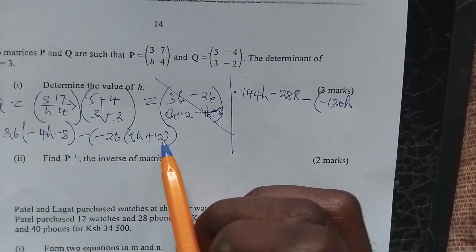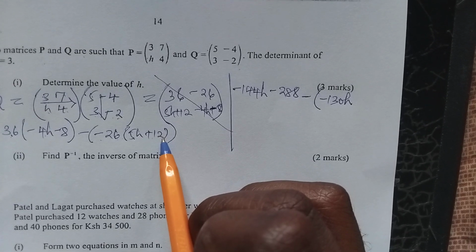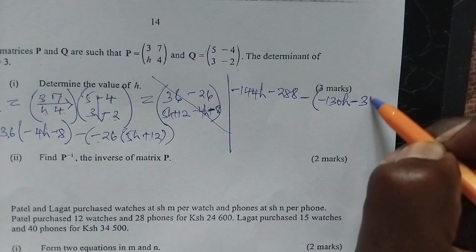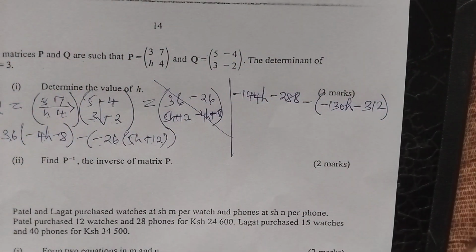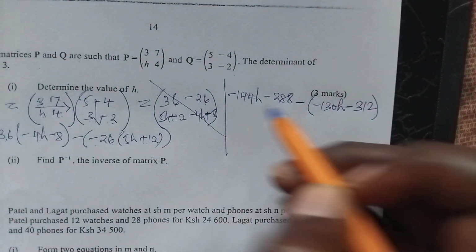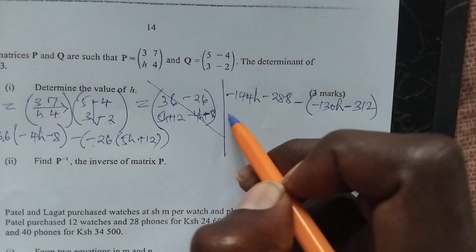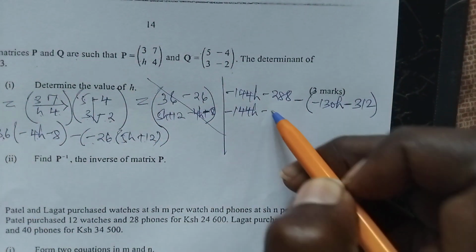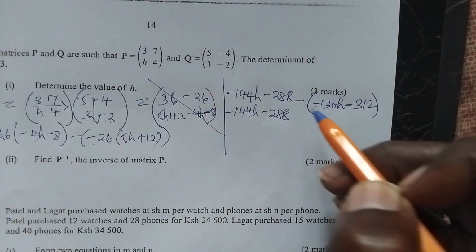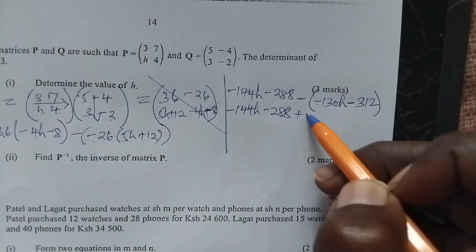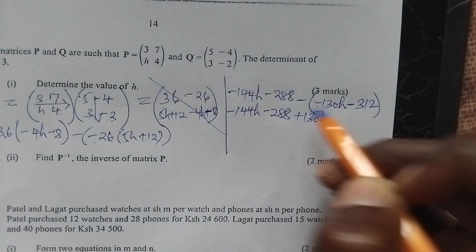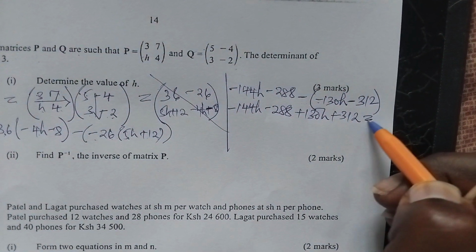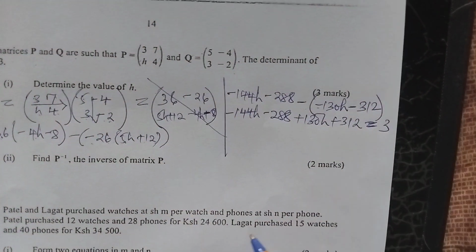Negative 26 times 12, we are going to get negative 312. So you can open up this bracket, so it will be negative 144H minus 288. Negative and negative becomes positive 130H. Then we have plus 312. This determinant is equal to 3.